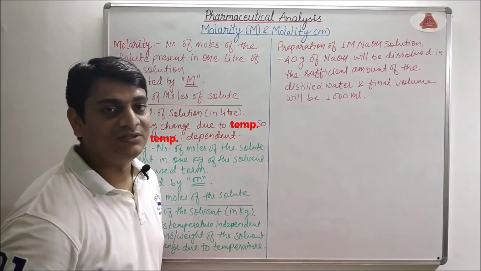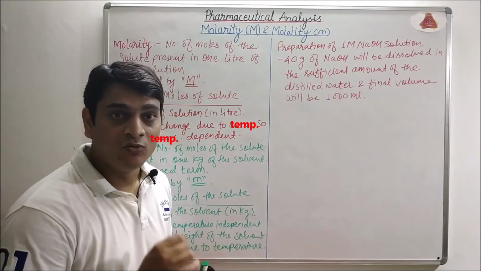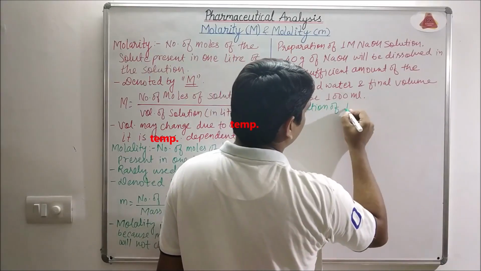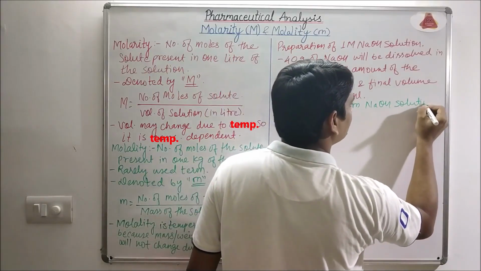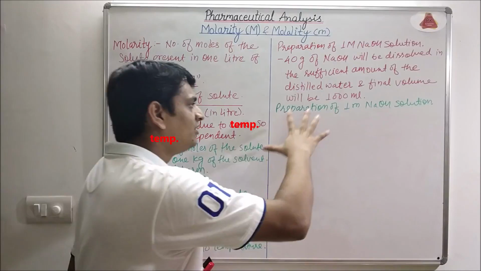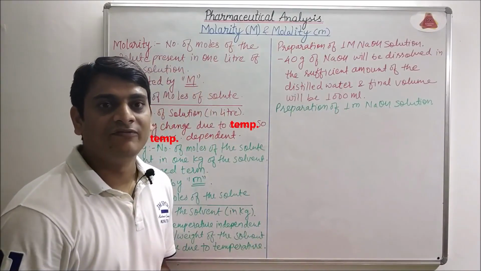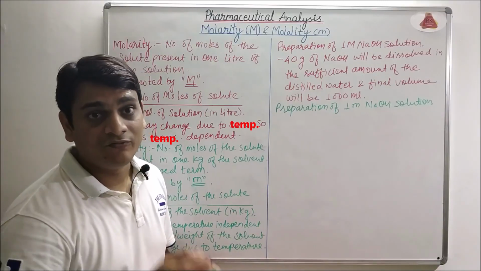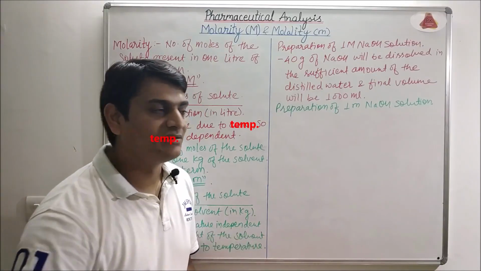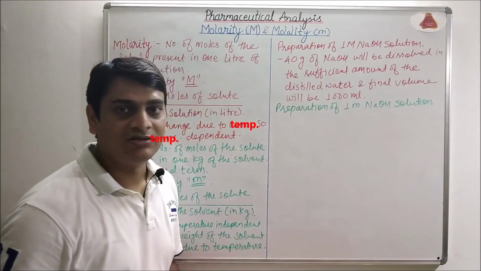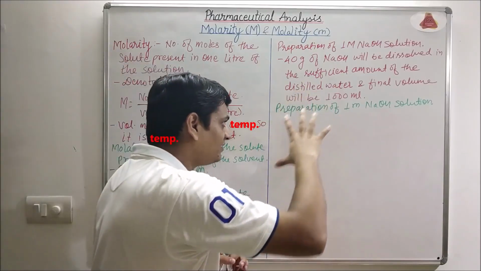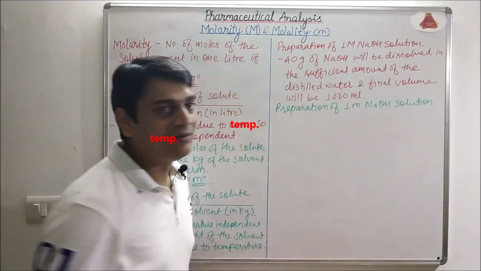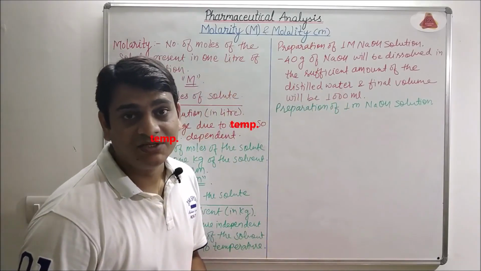Now coming to the second one, that is preparation of 1 molal NaOH solution. For preparation of 1 molal NaOH solution, first we have to take 40 gram of NaOH and that 40 gram of NaOH will be dissolved in 1 kg of the distilled water. That will be 1 molal NaOH solution. So we will not make the final volume up to 1000 ml. Here we have to separately take 40 gram of NaOH and 1 kg of the distilled water.